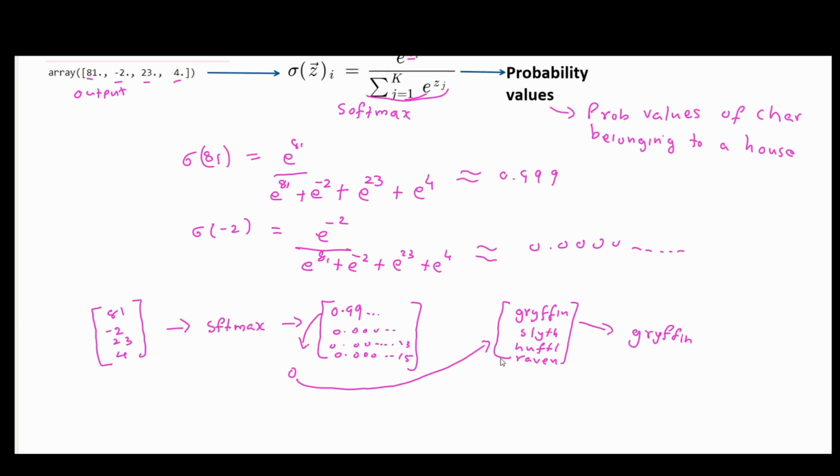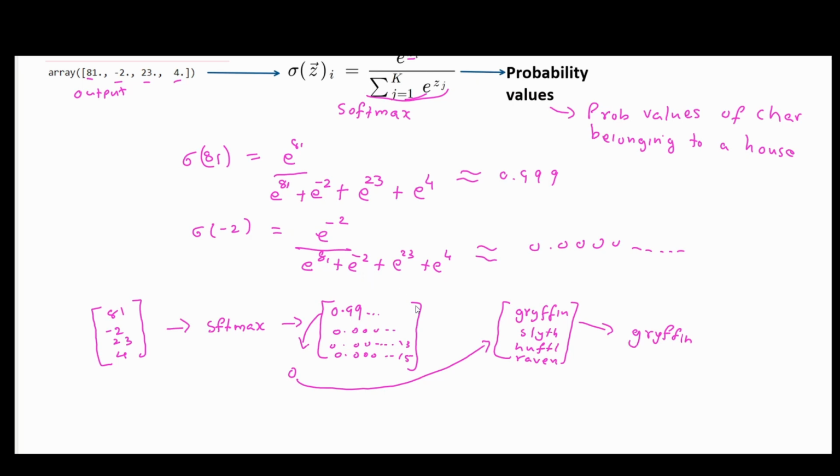Before you train the model, this will already be defined, because this is the class that you're trying to predict, and everything else the model learns, and then it gives you the prediction. So if your model training has been good, ideally you should get a really high probability value for Gryffindor when you pass the image of Harry.